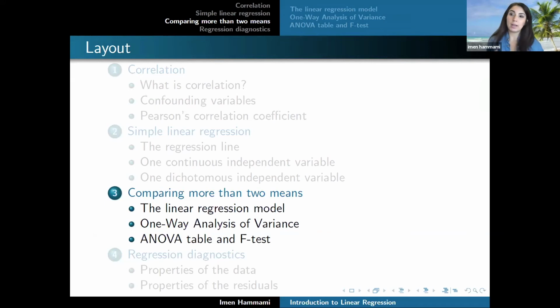Okay, so let's take a break before we go to the ANOVA part. So I think I'm going to take some questions.